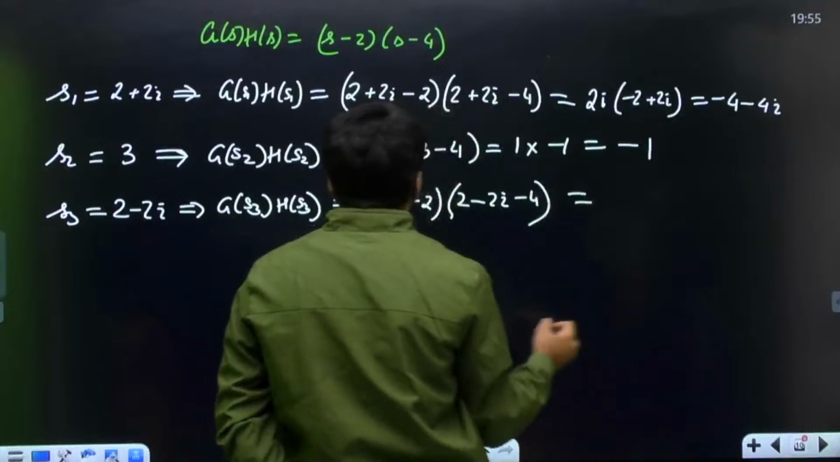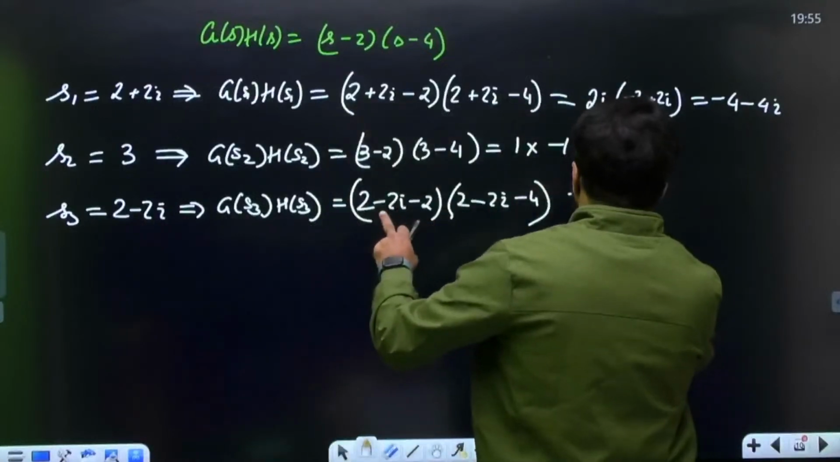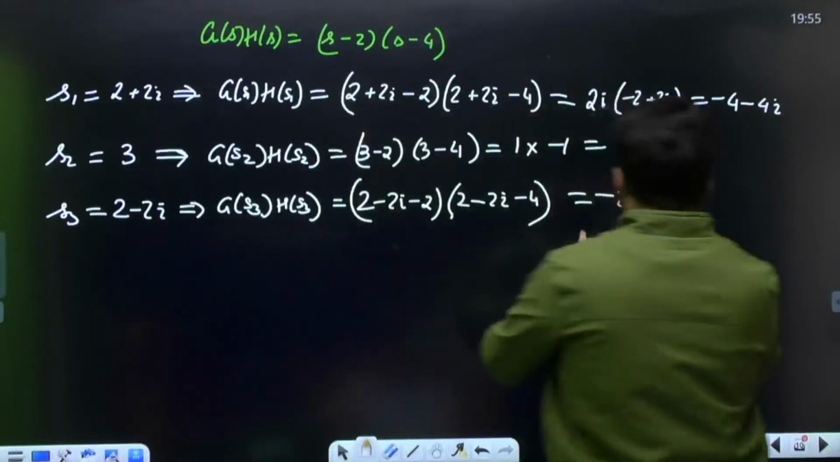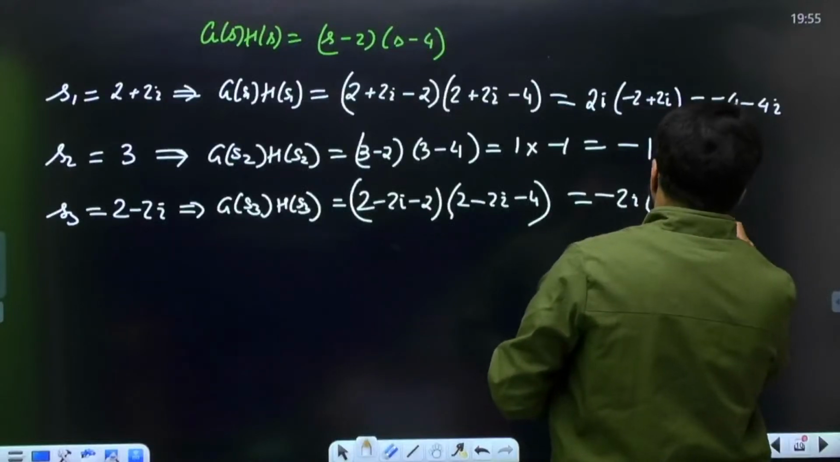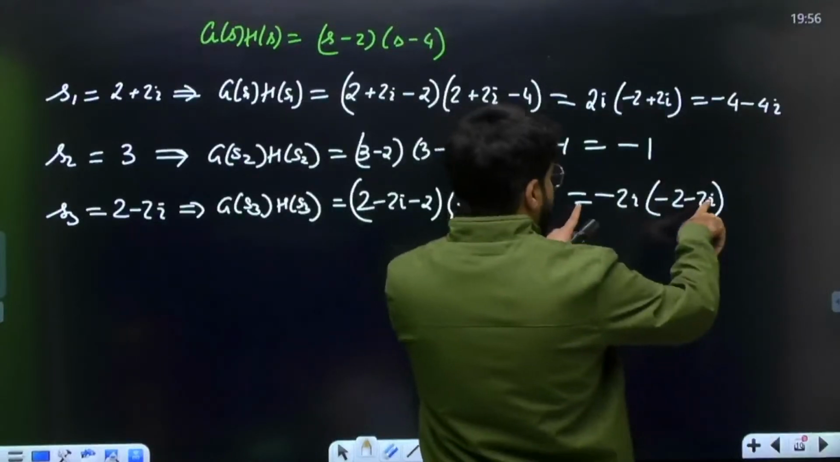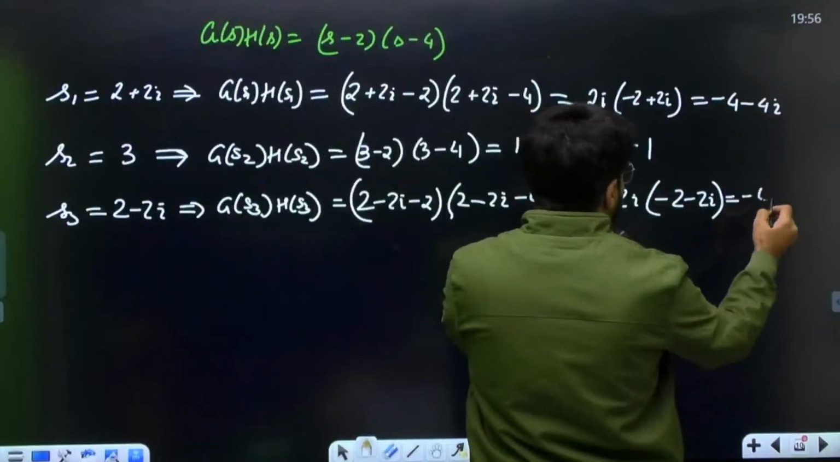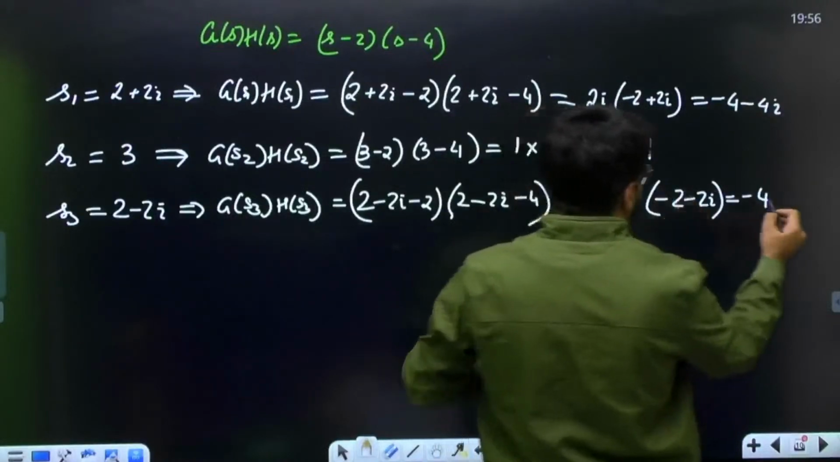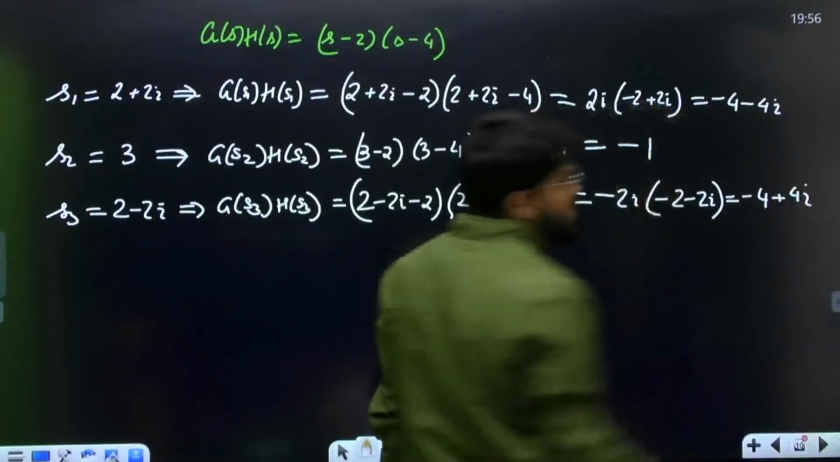Now see the value. 2 and 2 again cancelled here. So minus 2i multiplied by minus 2 minus 2i. Calculation: minus 2i times minus 2i is 4i square, but i square is minus 1, so minus 4. Minus 2i into minus 2, so plus 4i. Minus 4 plus 4i.